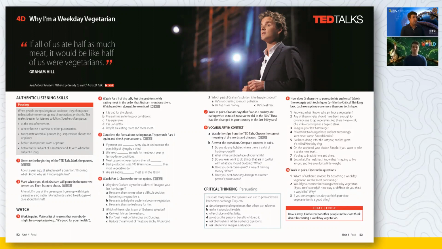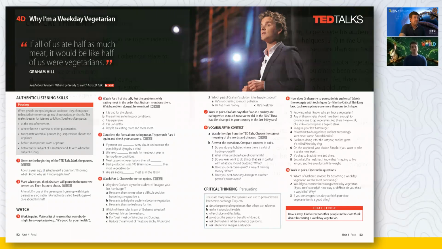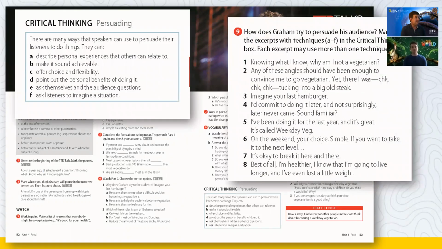This is an example from a program for high school students called Perspectives. And we developed this program in partnership with TED. National Geographic Learning and TED have been partners in teaching English for many years now, and we have a whole suite of materials that feature content from TED Talks. This is a great example of how we can bring in authentic content, not just for supporting authentic listening skills, but we can also use this content to introduce things like critical thinking.